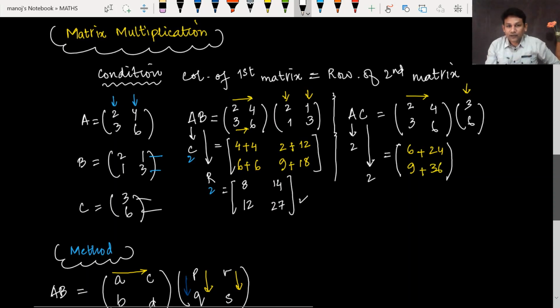So what's the final answer? The final answer of AC is 24 and 6, we can write 30, and 36 and 9, we can write 45, and that's your answer. This is the way we can do the multiplication and so on.